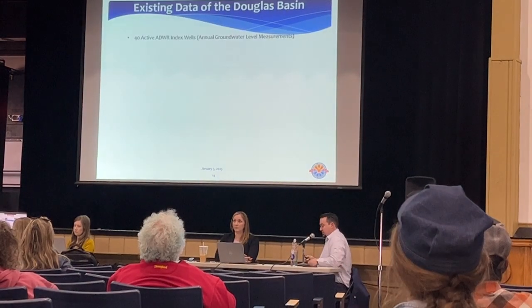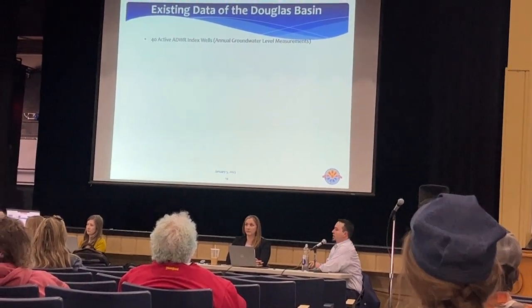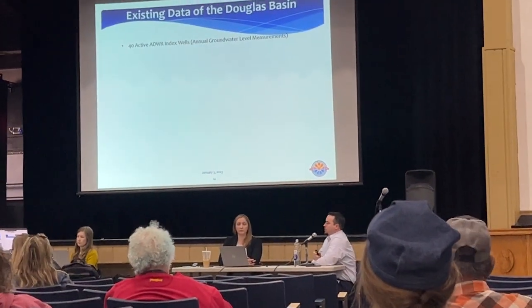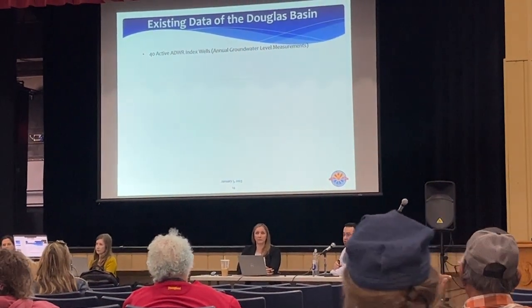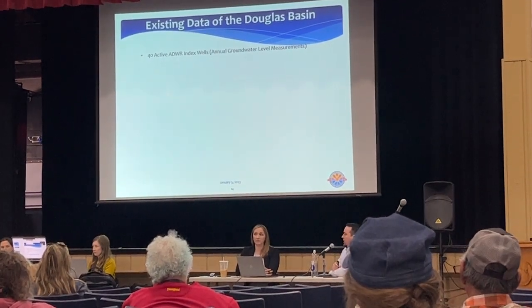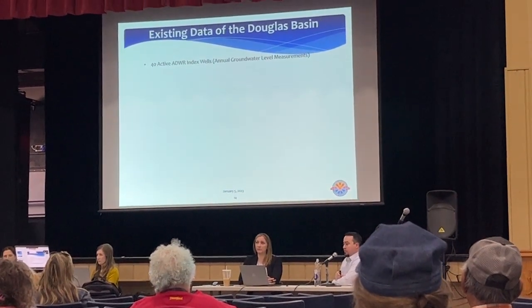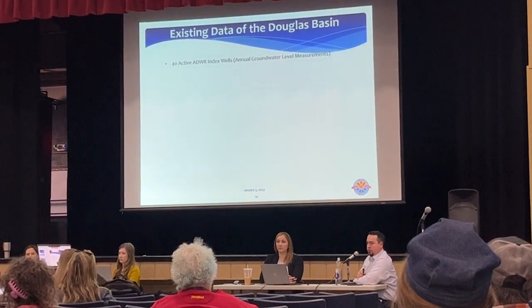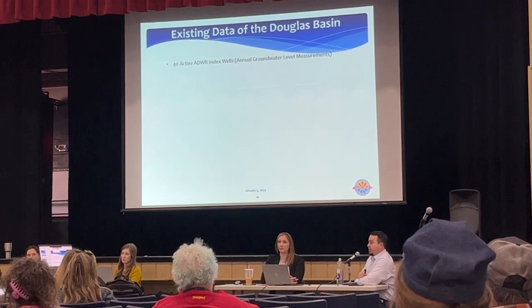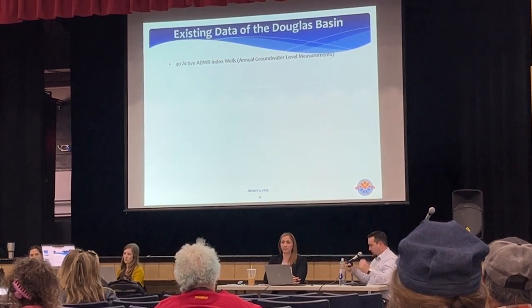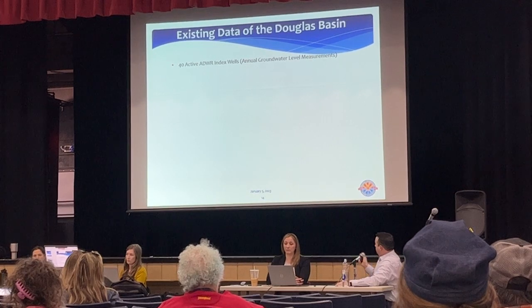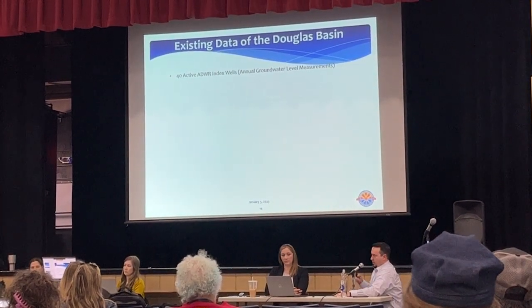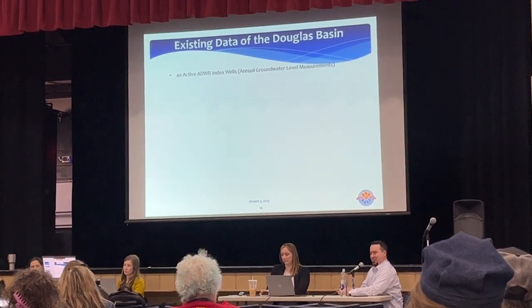So some of the existing data that DWR has: we have a series of index wells, we call them. We have a staff of field geologists and hydrologists that go out and measure thousands of wells across the entire state. Some of the wells are measured quarterly, some annually, some every 5 years. But we have a very large staff that constantly grabs water level measurements. In the Douglas Basin, we have 40 of our index wells. What makes it an index well is that the landowner allows us on their property to take a water level.